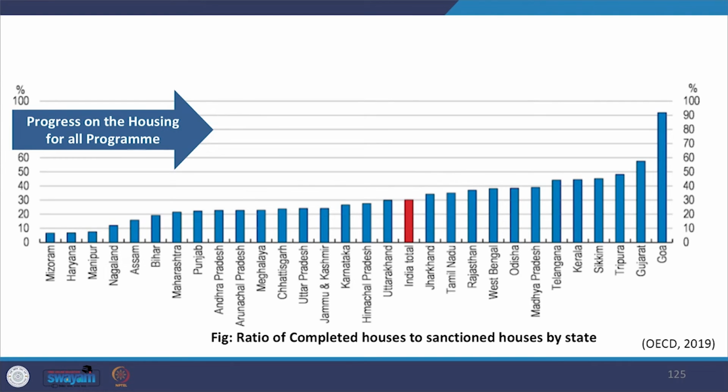We see that most of the states have made considerable improvement based on the average India's performance. We can see Jharkhand, Tamil Nadu, Rajasthan, West Bengal, Odisha, Madhya Pradesh, Telangana, Kerala, Sikkim, Tripura, Gujarat, Goa. They have completed houses relative to the sanctioned houses by the state.